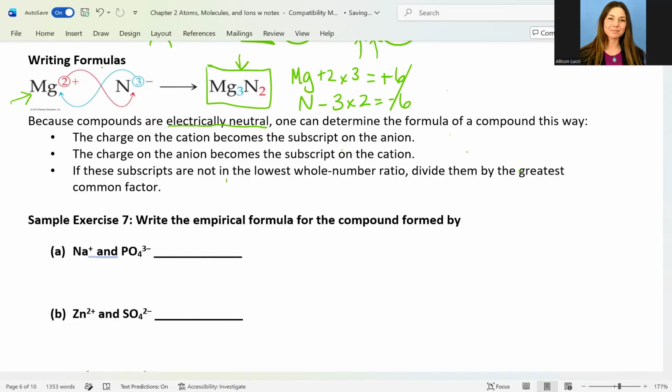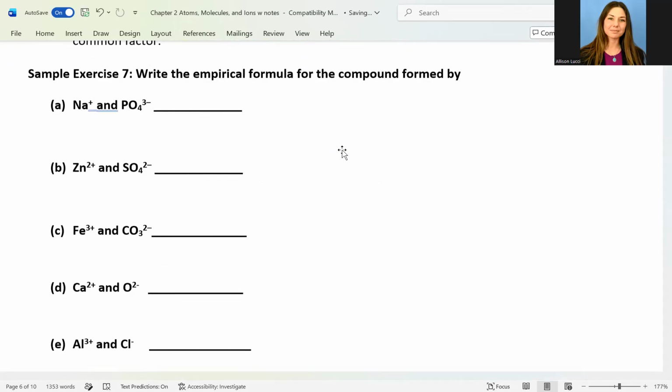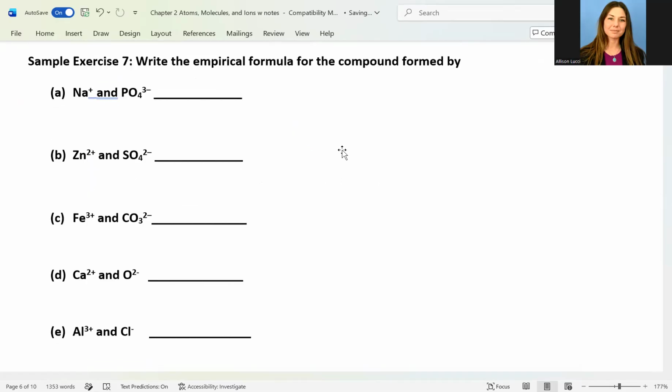And we can, again, take that charge on the cation. It will become the subscript on the anion, and then vice versa. The anionic charge will become the subscript of the cation. If we have, say, a 2 to 4 ratio, or a ratio that is not the lowest whole number ratio, then we would divide by the greatest common factor to get the lowest ratio possible. So let's try this out in sample exercise 7 here.